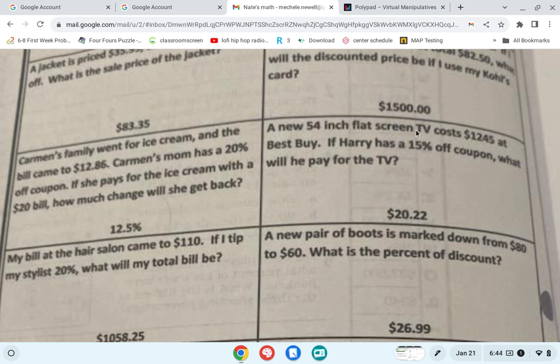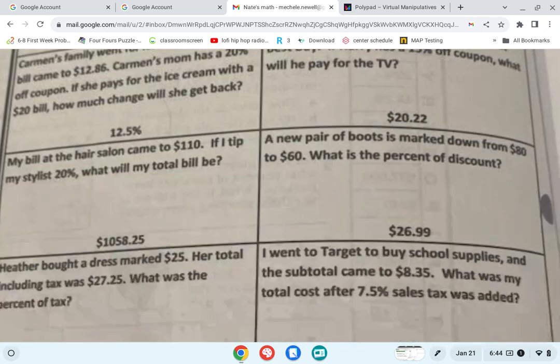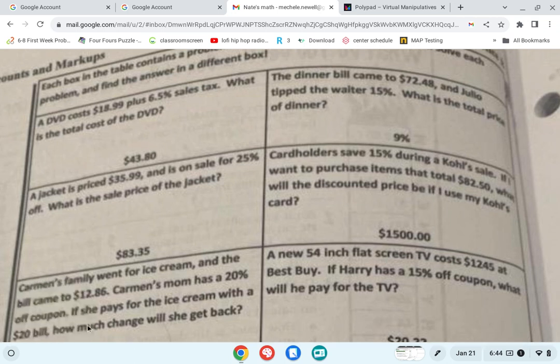A new 54-inch flat screen TV costs $1,245 at Best Buy. If Harry has a 15% off coupon, what will he pay? So again, they're asking you first to find 15% of $1,245, which means I have to multiply 1245 times 0.15. And then that amount is what I'm taking off of the cost of the TV so that I can pay for it. And what amount is that going to be? And then just look around for the answer. Okay.